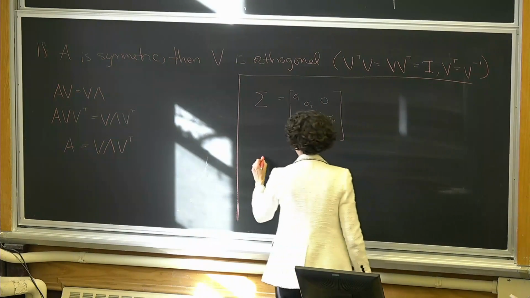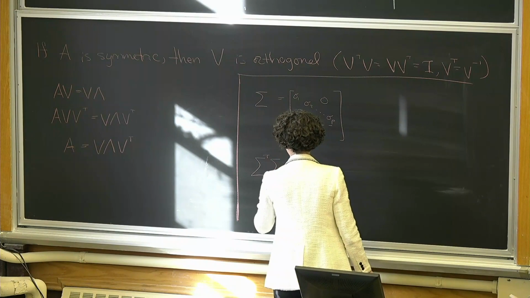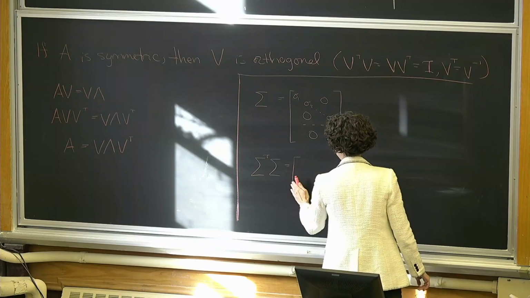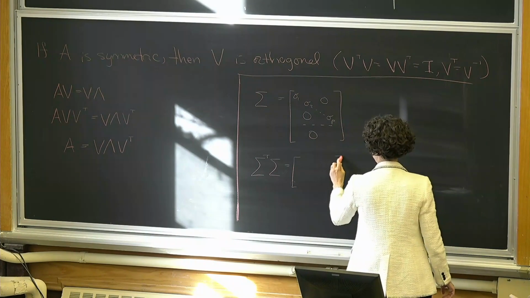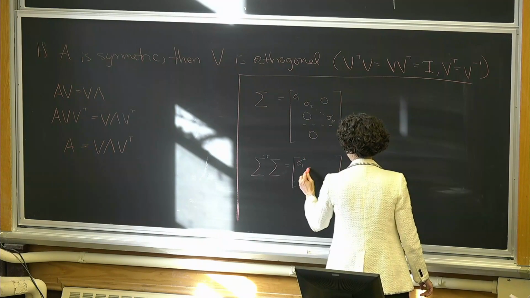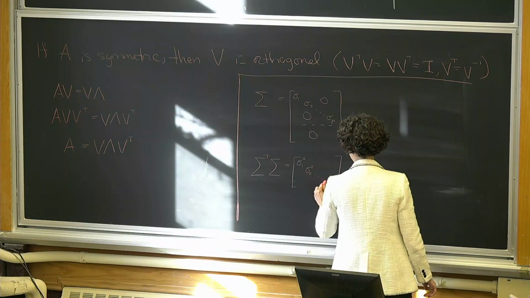And so now, if I were to look at sigma transpose sigma, then I'm going to have something that's p by p. So it's going to be square, and the diagonal entries are sigma 1 squared, sigma 2 squared, all the way to sigma p squared.